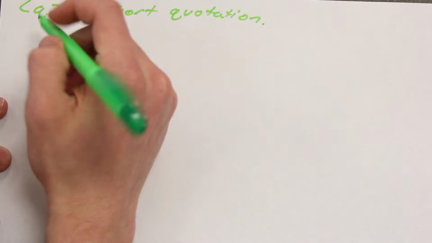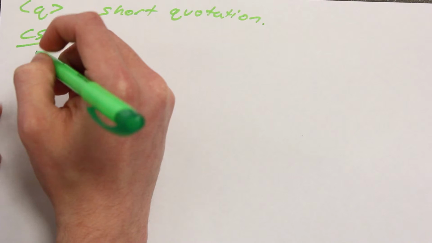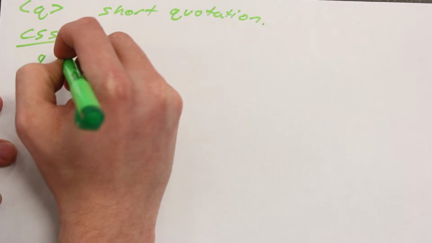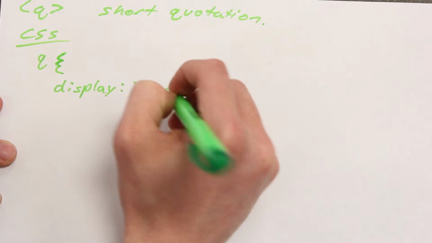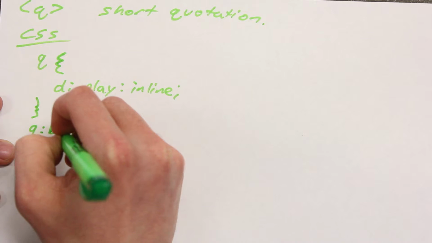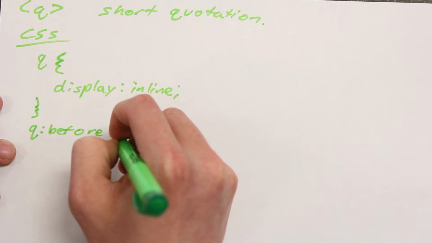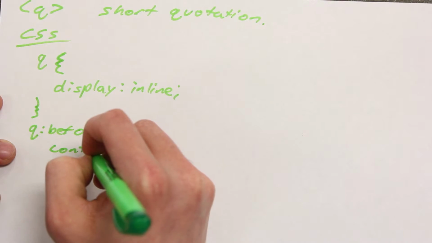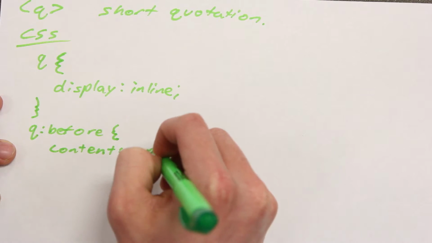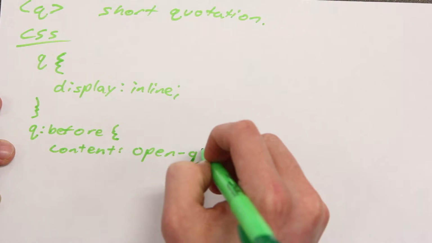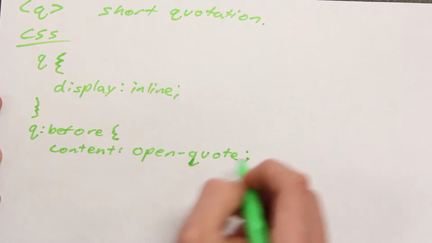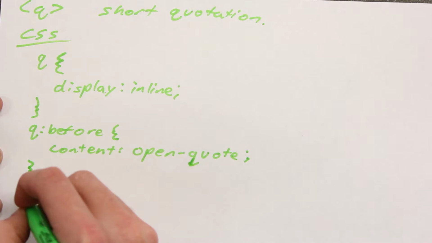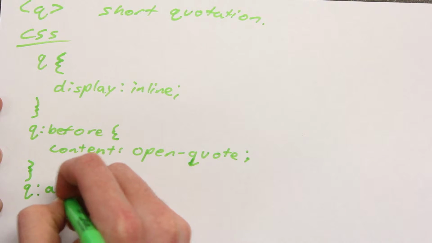So the default CSS for a quotation is fairly complicated, so I'm going to write it all out. First of all, you have the Q tag, and inside of that you're going to set the display property to inline. And then you're going to close that and open up the Q and then do the pseudo-element selector before. To do that you do a double colon and then you write before. Then you open it and you set the content property to open-quote. This will put an open quote before the quotation. And then you close all that.